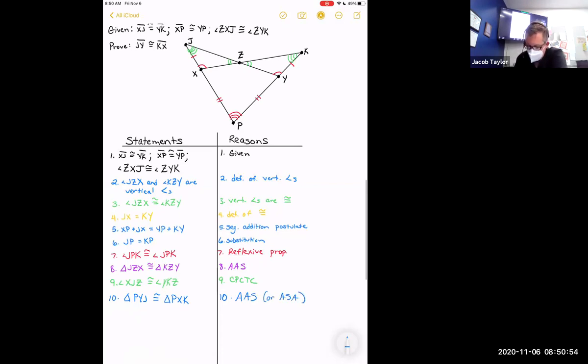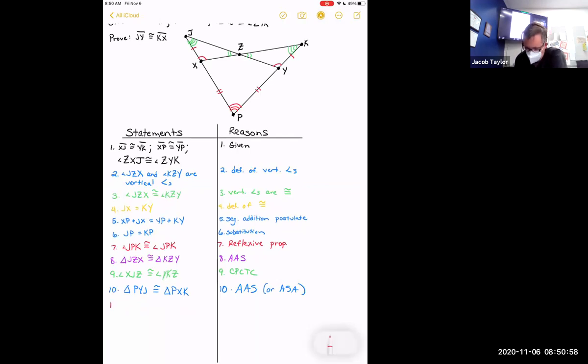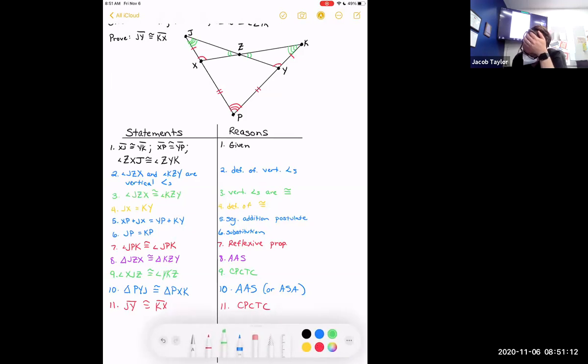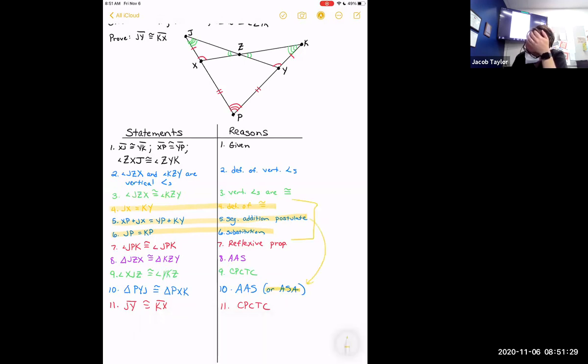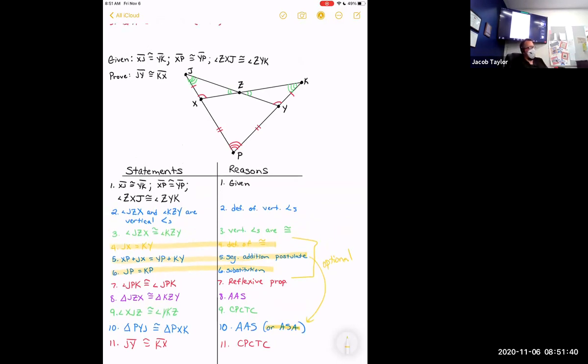Pick your favorite. And that means, finally, we can prove segment JY is congruent to segment KX because we proved the gigundos were congruent and corresponding parts of congruent triangles are congruent. So I'm going to go through and highlight the parts here that were optional. This right here, and yes, I'm highlighting yellow in yellow. These parts right here, we did not technically need those in order to do the proof. We could have done it just with the two angles and the side, but because we did that segment addition postulate piece in the middle, we had another way to prove the triangles were congruent.